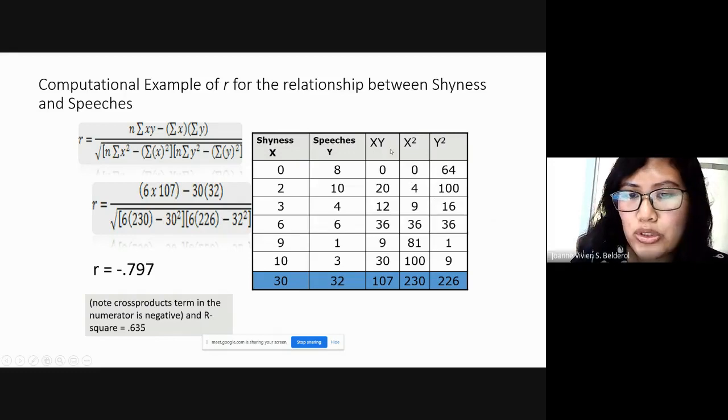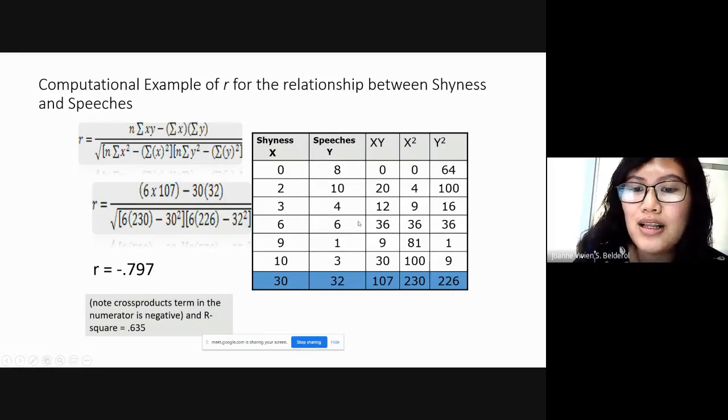After you compute x times y, x squared, and y squared, you total all of x, y, x times y, x squared, and y squared. So when you total x, you have 30. The total of this column is 32. The total of this column is 107. The total of this column is 230. The total of this column is 226.